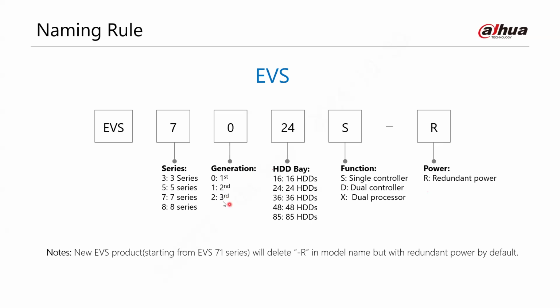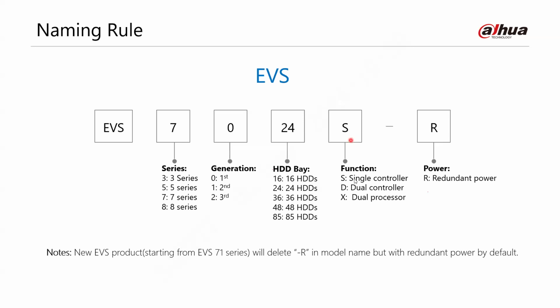So having a third generation is better compared to, let's say, the second or the first generation, because it has better features and more optimized performance and functions of the device. The third part is going to state the number of hard disks supported on that EVS. For example, in this case, this is supporting 24 hard disks. So we have hard disks starting from 16 hard disks through to 85 hard disks. Remember that each of these hard disks can carry up to, for example, 20 terabytes of disk capacity.